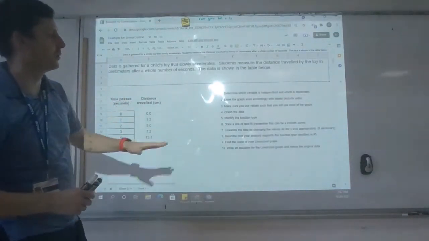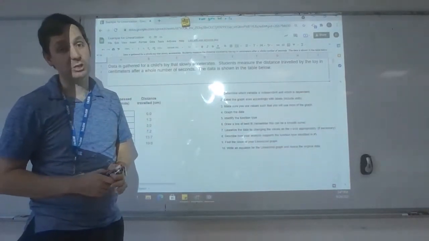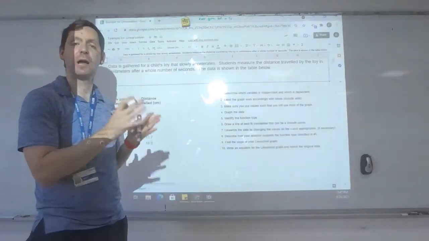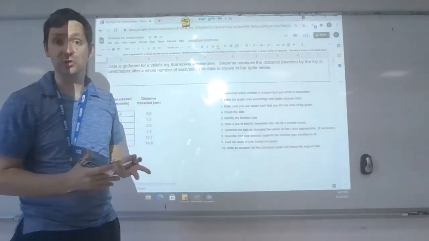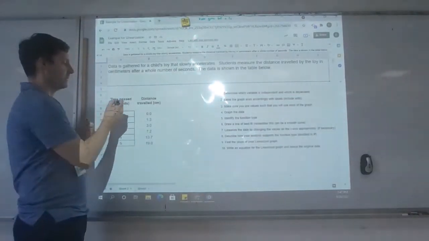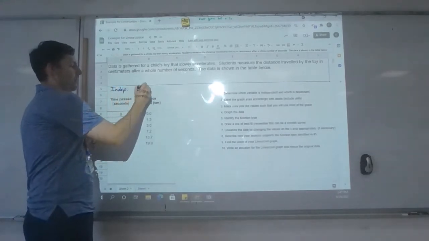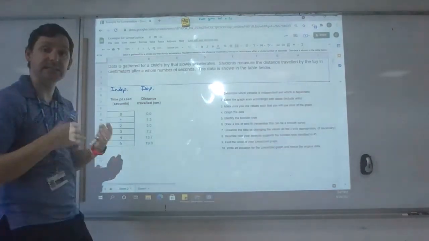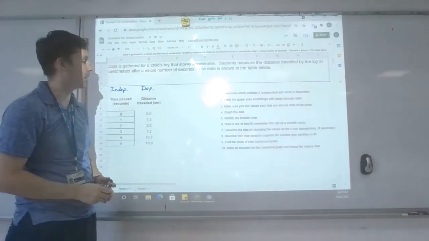So the first thing is determine which variable is independent and which is dependent. Well, the independent is the one that we are kind of in control of, and the dependent is what's changing as a result. We're measuring for a whole number of seconds, so that's going to be our independent. And then the dependent is going to be the distance, because the distance is changing based off of how much time we measure.